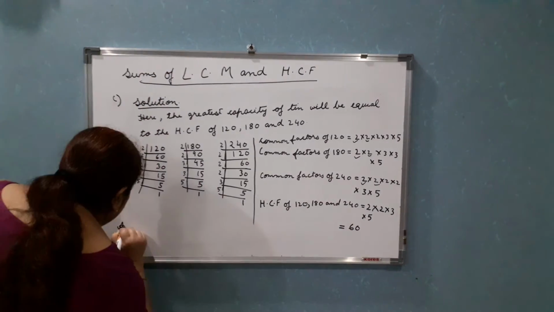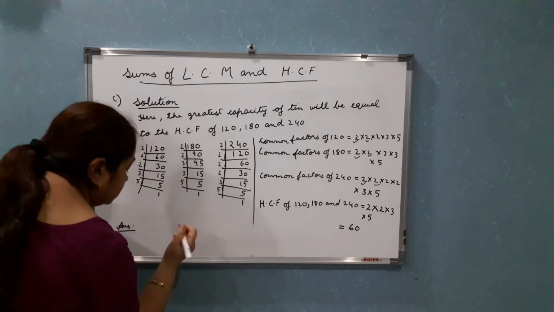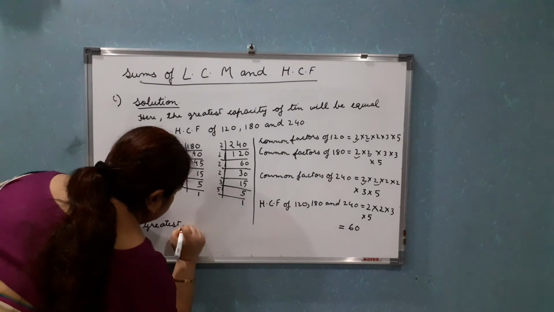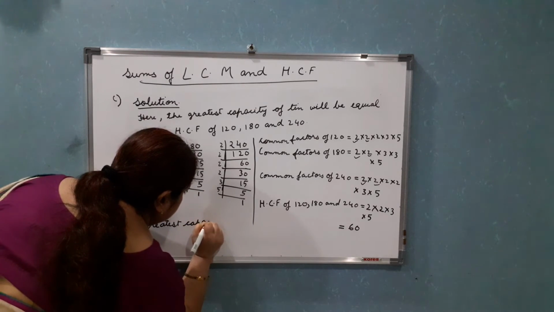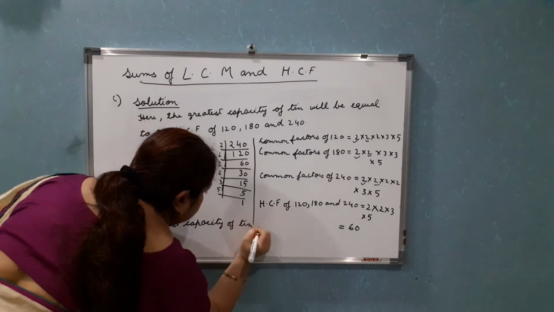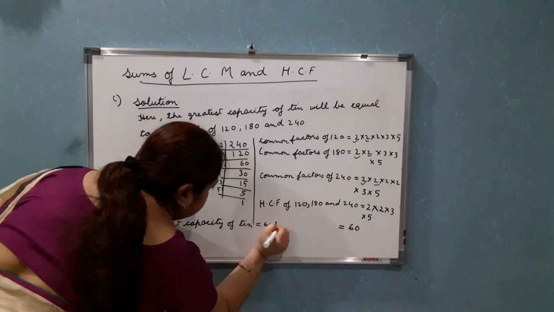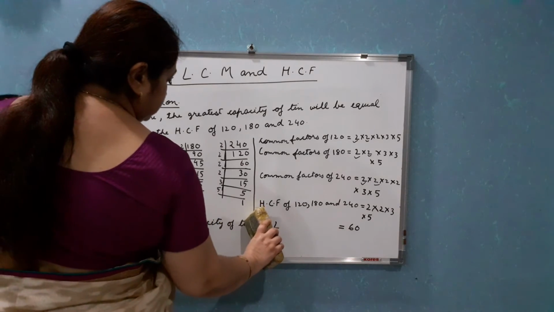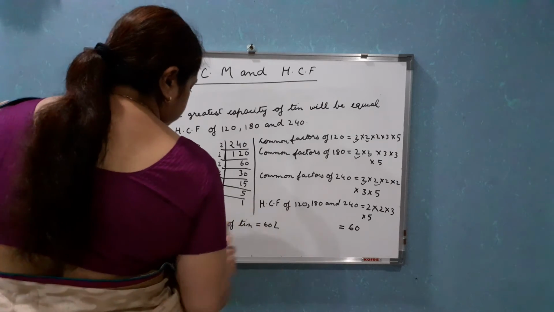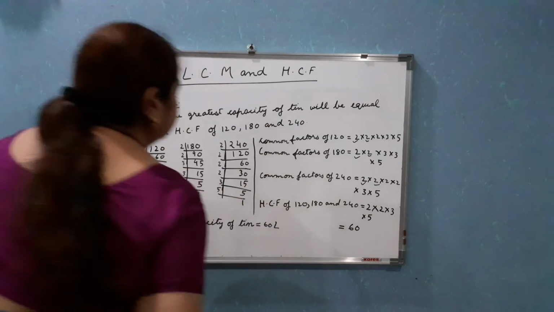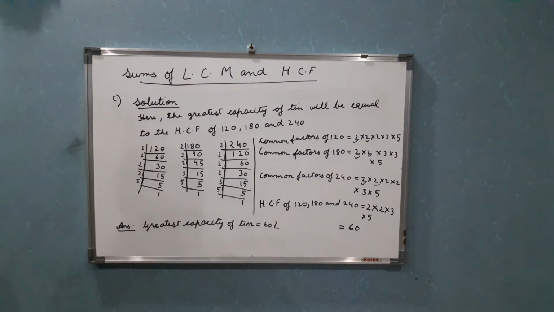Okay, 1 minute. See how much the greatest capacity of tin equal to 60 liter. Okay, the greatest capacity of tin will be 60 liter. So this is your answer. Okay, now let us do another question.